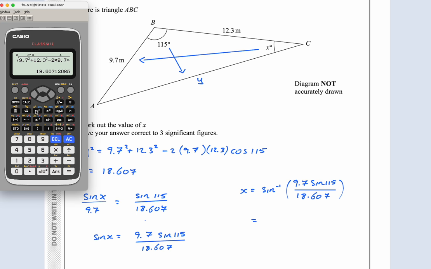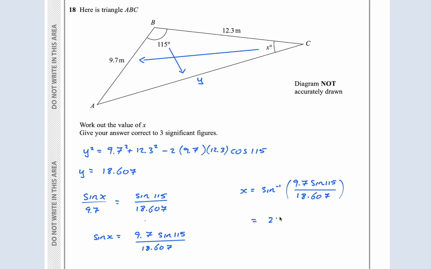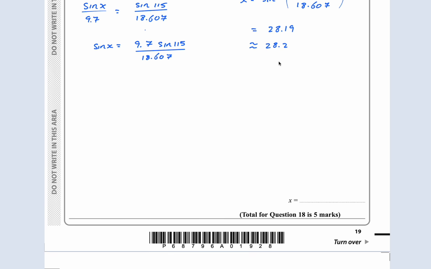So I do shift sine, inverse sine, this 9.7 times sine 115 over 18.607, close brackets, and I get 28.19. He wants three significant figures. 28.19, three significant figures is 28.2. Does that make sense in context? Yeah, why not? That could easily be 28.2 degrees. Okay, that is question 18, and that is correct. 28.2.